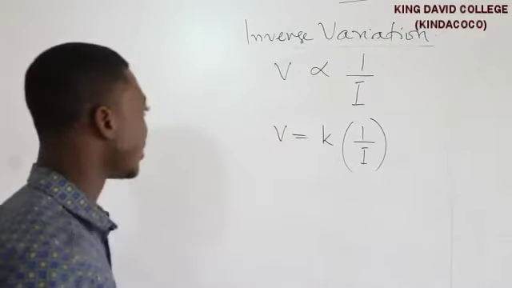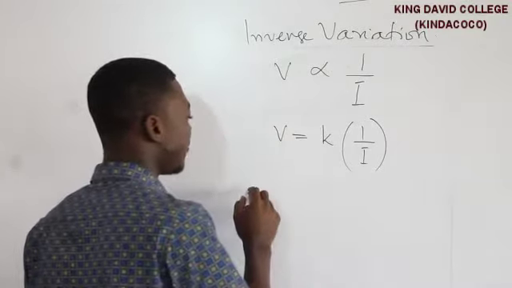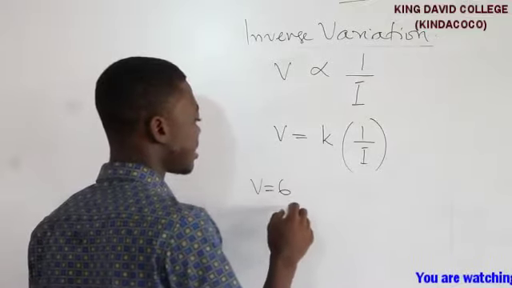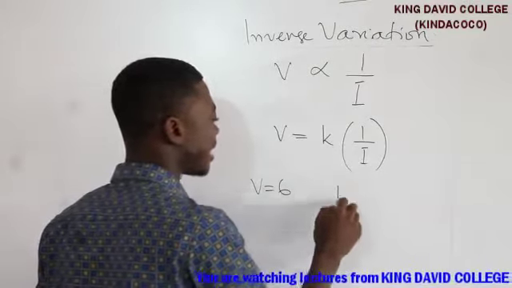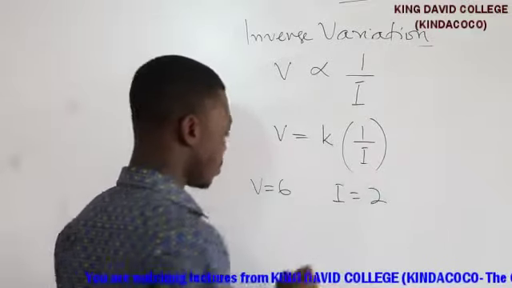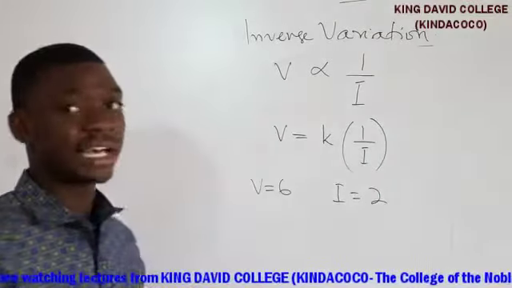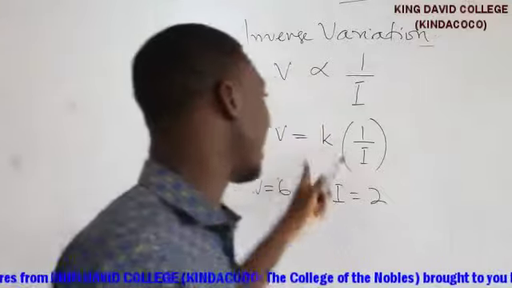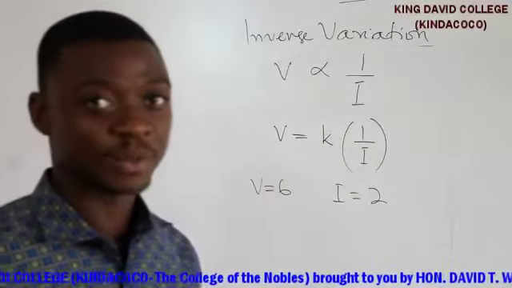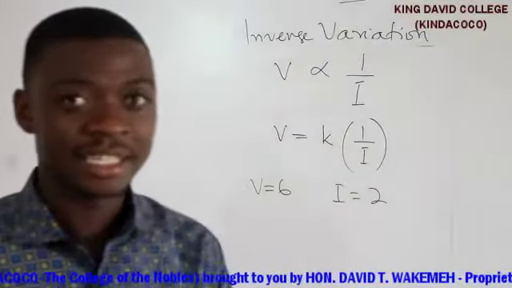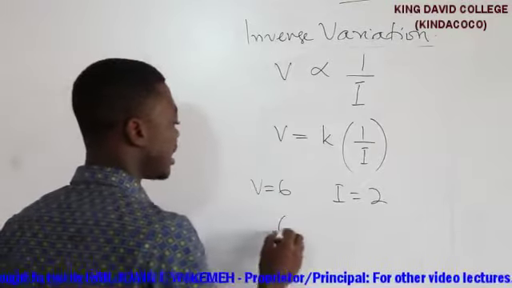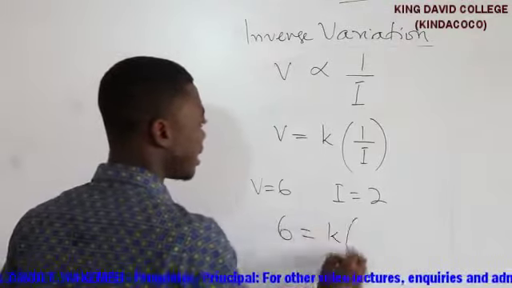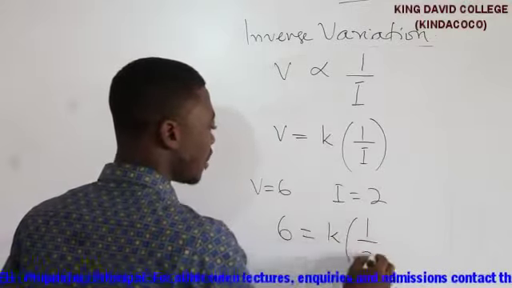Right. So they will tell you when V is say 6, then our I at that time is 2. So when V is 6, our I is 2. So you use that one to determine the constant of proportionality, just like the joint variation. So here we put the 6 here, K is here, into bracket, 1 over 2.